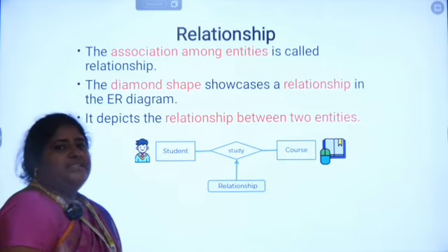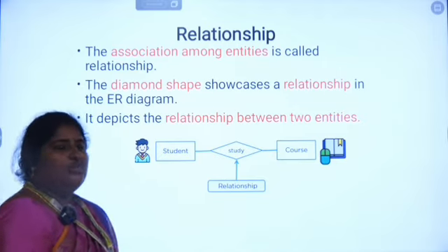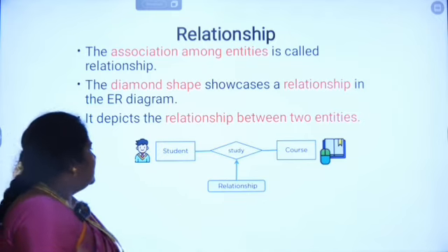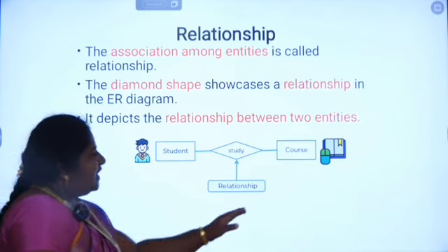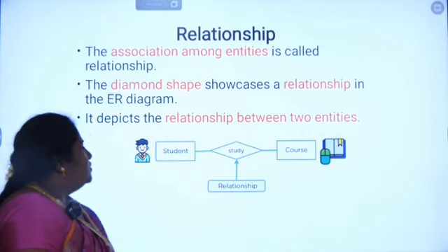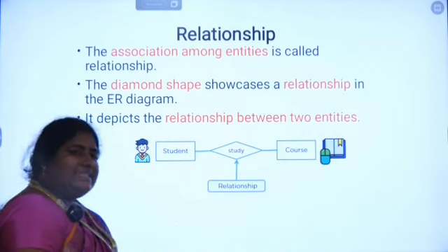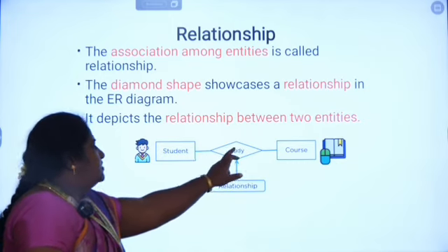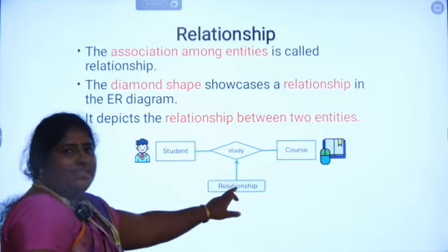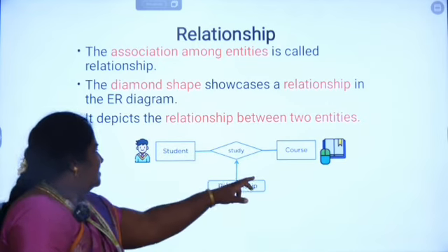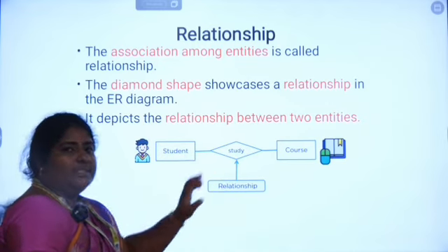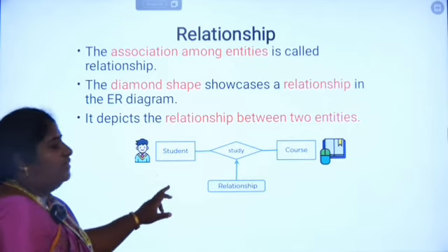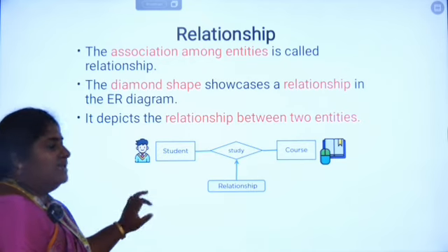Now we are going to discuss the relationship between two entities. Here we have two entities. The first entity is called student and the second entity is called course. Both are interrelated with the help of a relationship called study. So study is a relationship that exists between the two entities, student and course. This is called an association, or otherwise it may be represented as a relationship.